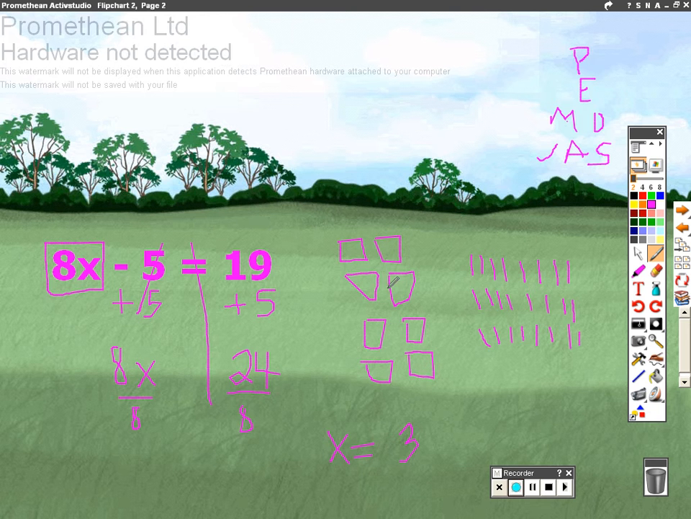All right, so I have 8 boxes, which means I'm going to circle groups of 8. So 1, 2, 3, 4, 5, 6, 7, 8. There's a group of 8. 1, 2, 3, 4, 5, 6, 7, 8. There's another group of 8. And here's a group of 8. How many groups of 8 did I have? 3. That's why my answer's 3. Okay?